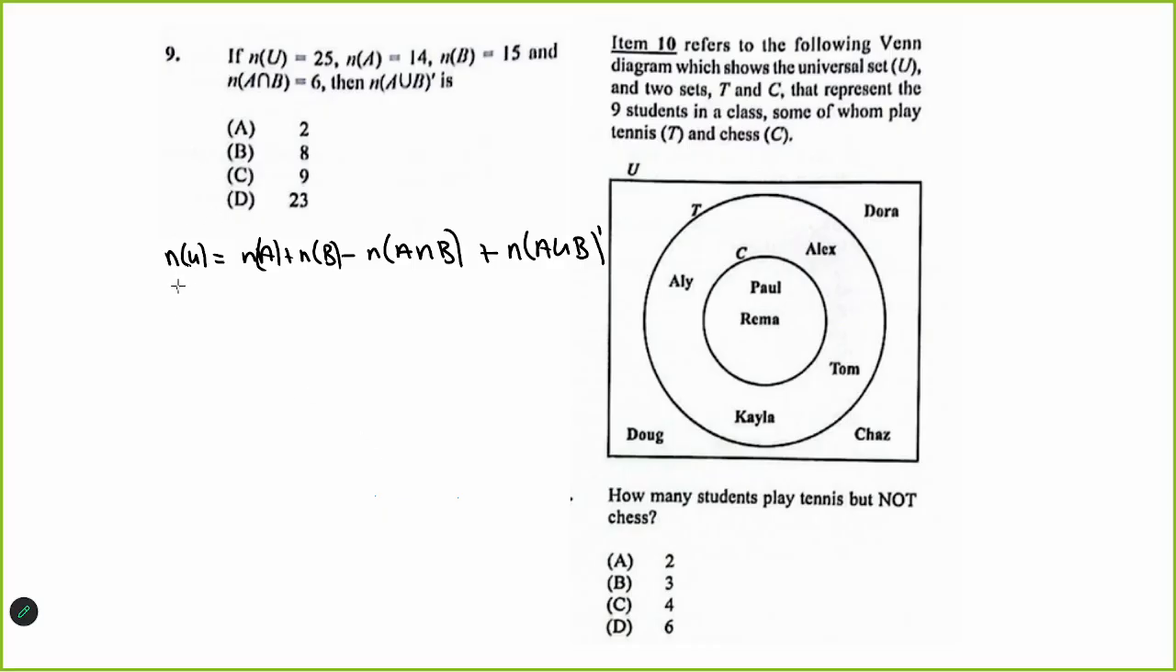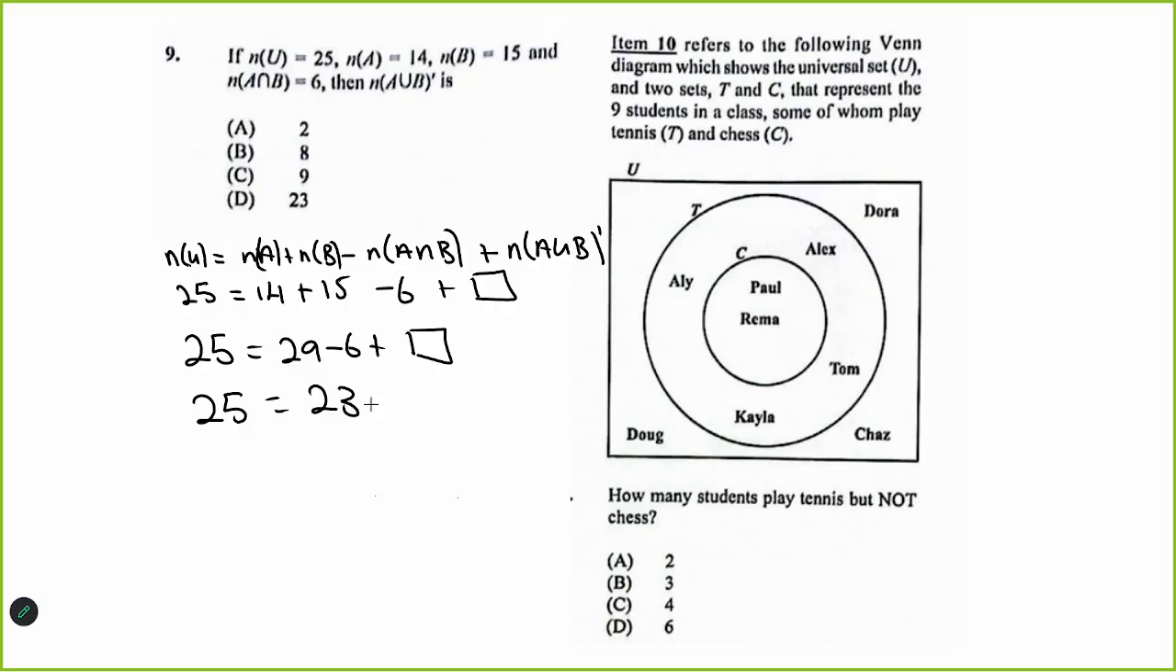So what's a union? 25 is equals to, what is A? 14 plus 15 subtract 6 plus some digit here. So it's 25 is equal to 29 minus 6 plus some digit. So 29 minus 6, so that's 25 is equal to 23 plus some digit. Right, that box is going to be 25 minus 23, which is equals to 2. So the answer here is 2.